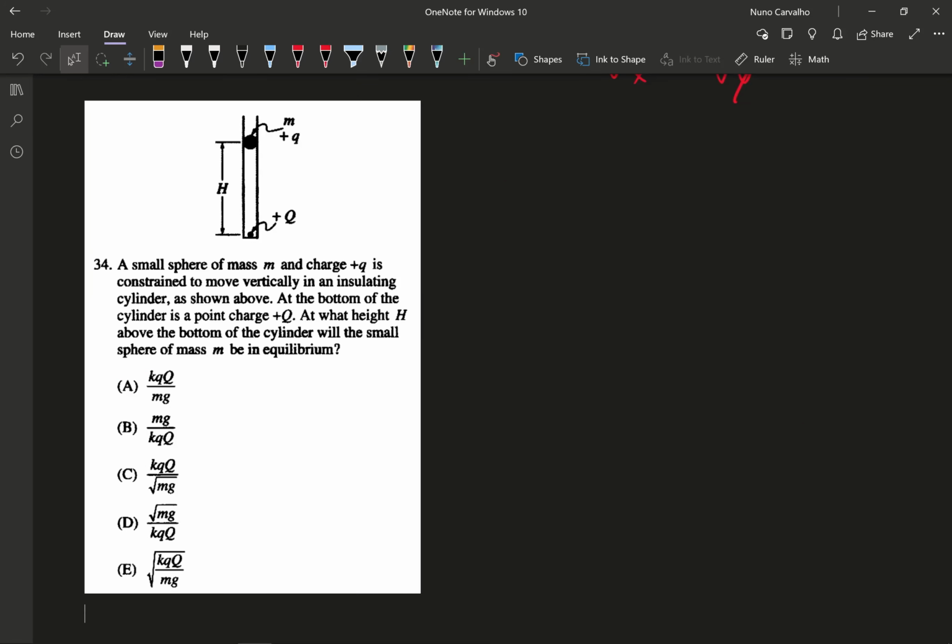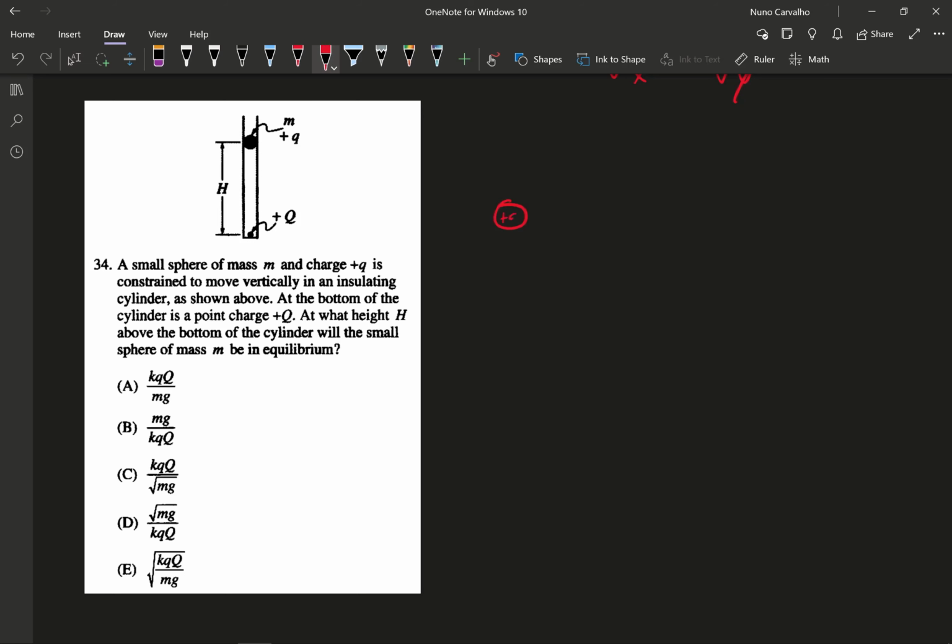Number 34, we're told that a small sphere of mass m and charge q is constrained to move vertically in an insulating cylinder, as shown above. At the bottom of the cylinder is a point charge plus q. At what height h above the bottom of the cylinder will the small sphere of mass m be in equilibrium? And so this is a little bit like a mechanics question.